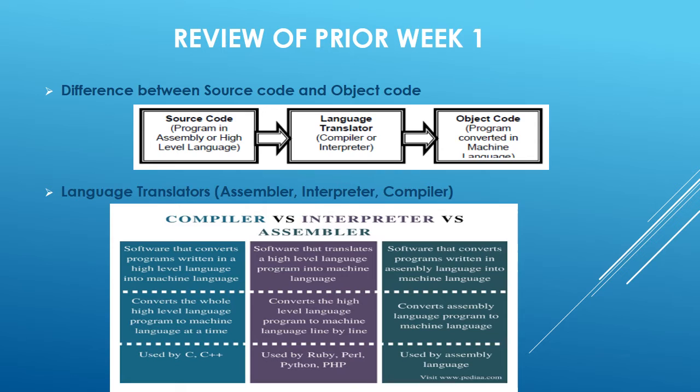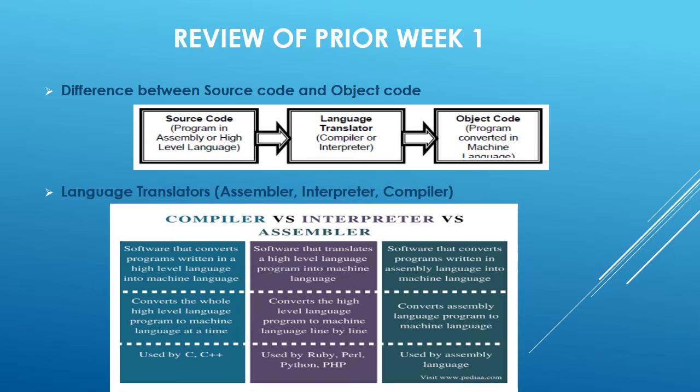In last, we discussed the language translators. We said that there are 3 language translators: assembler, interpreter, and compiler. Assemblers are the language translators that are used to translate programs written in assembly language into the machine code, while compiler and interpreter both are used to translate high-level language source code into the machine code. But there is a difference between compiler and interpreter.